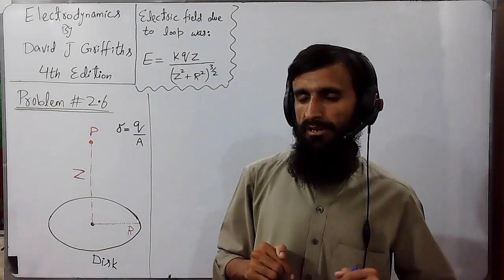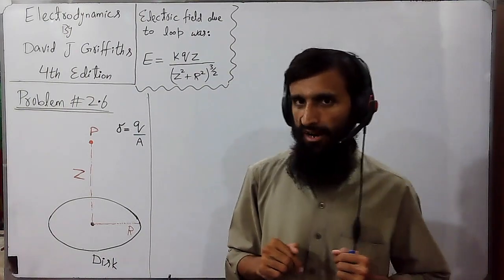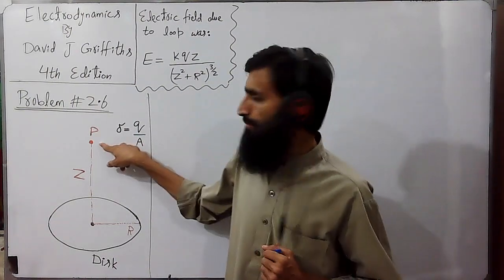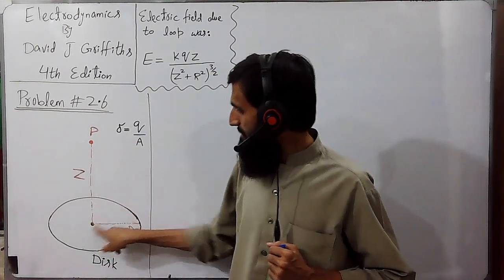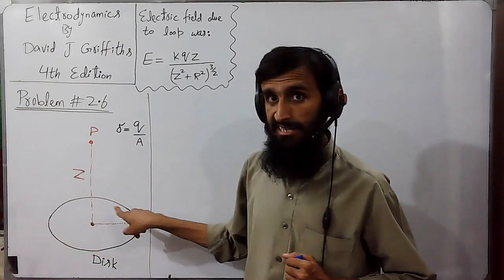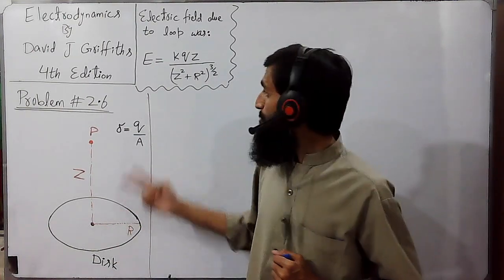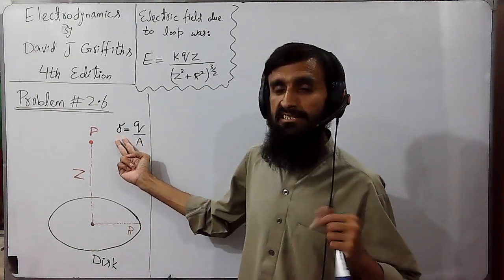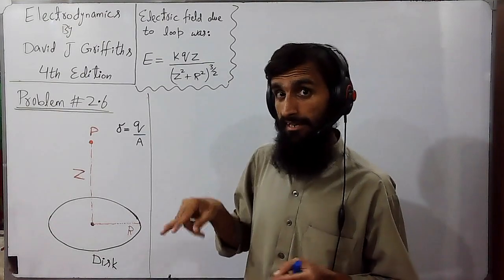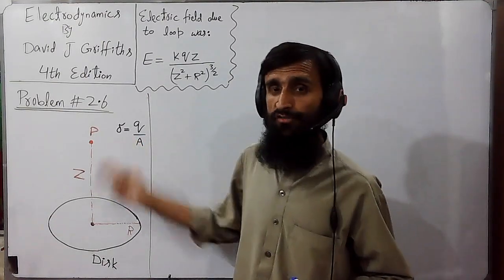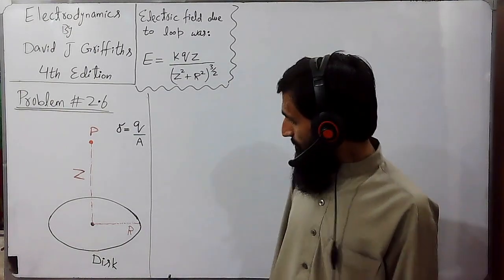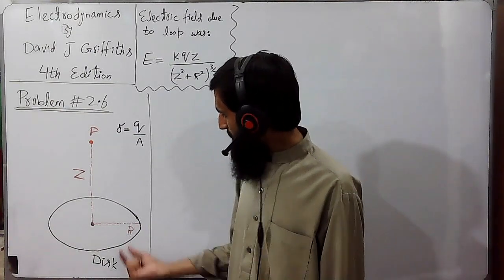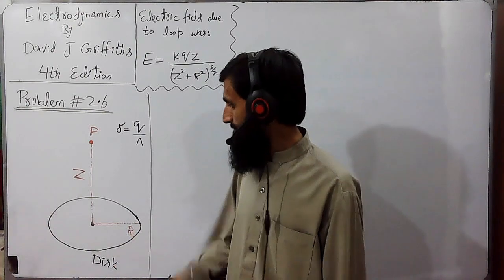In this problem we have been asked to find the electric field at some point P at a vertical distance z from the center of a circular disk carrying uniform charge density sigma. In this case this is a uniform surface charge density sigma. And the radius of this disk has been given as r.